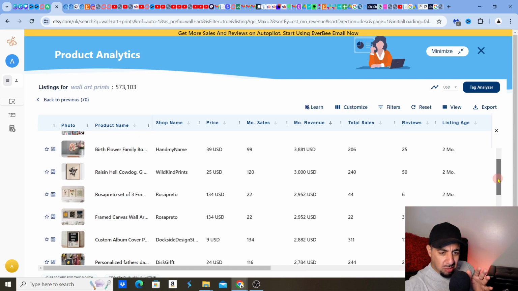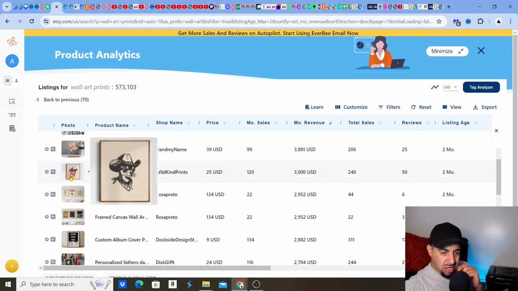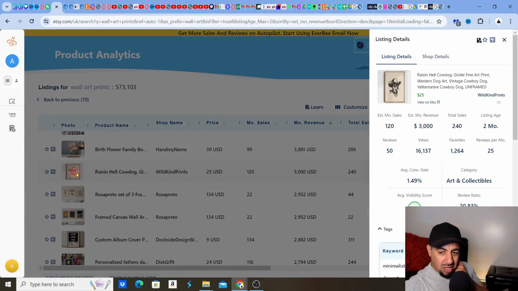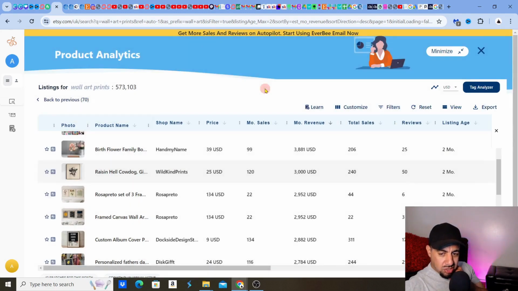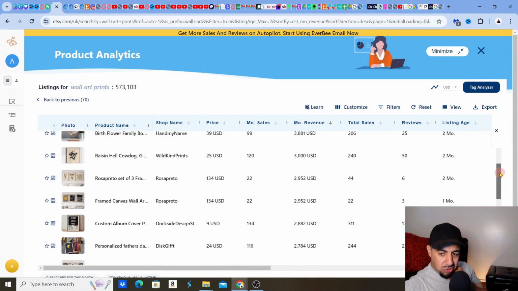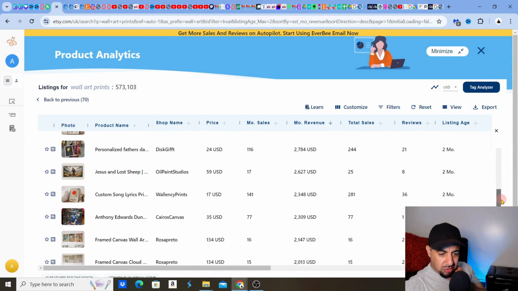Let me look at some other ones. Look at that one. This is a Raising Hell Cow Dog. A 2-month-old listing making $3K a month. Amazing. Average conversion 1.49, a bit better than the last one. But I think I want something a little bit more than this, so I'm just going to keep going down.